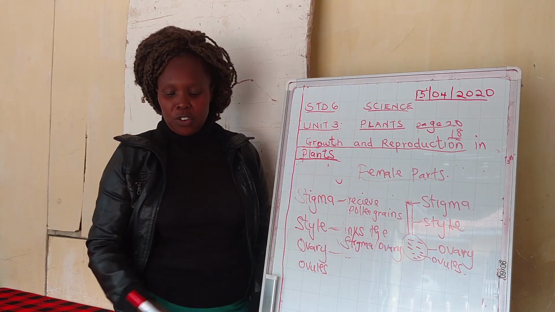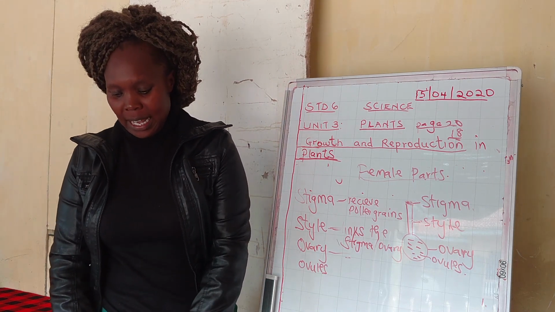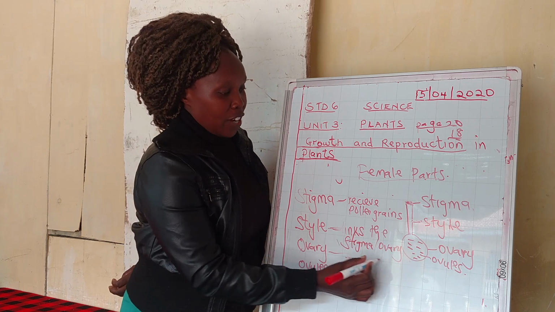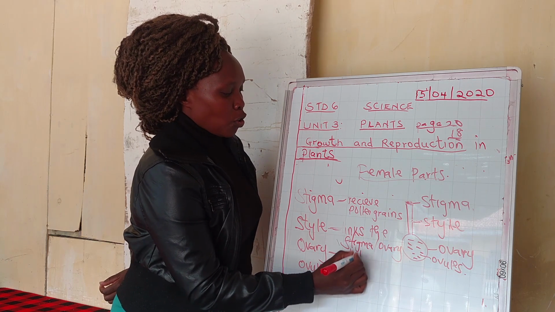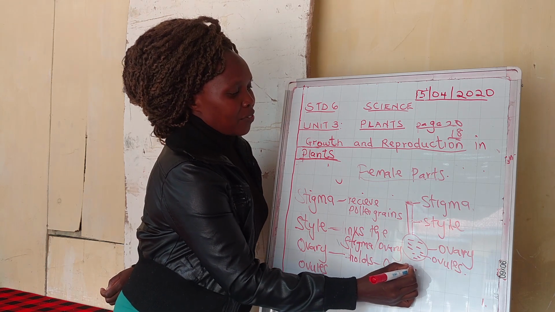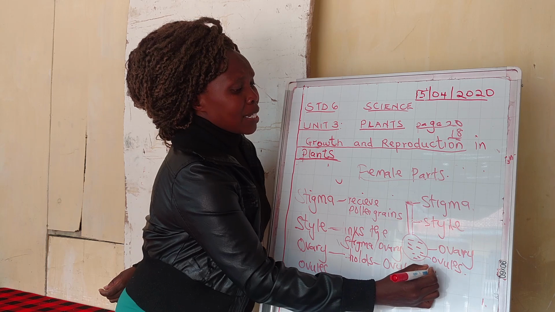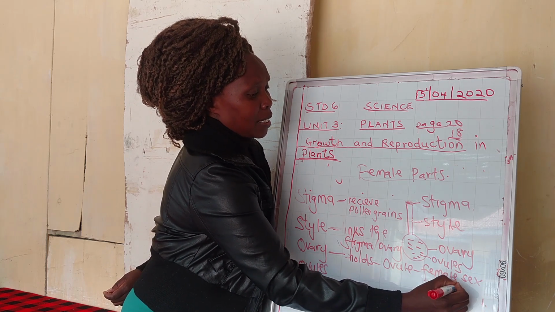What is the function of the ovary? It contains the female sex cells known as the ovules. The ovary holds or contains the ovules, which are the female sex cells.